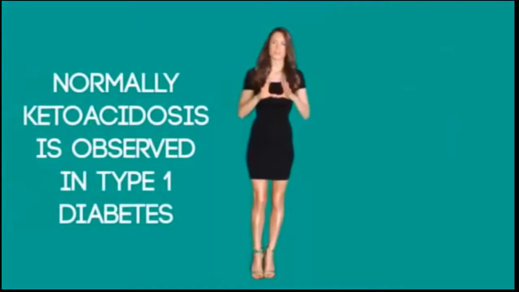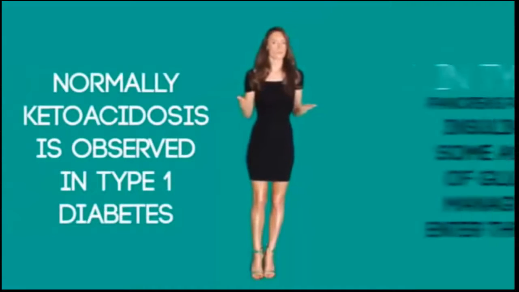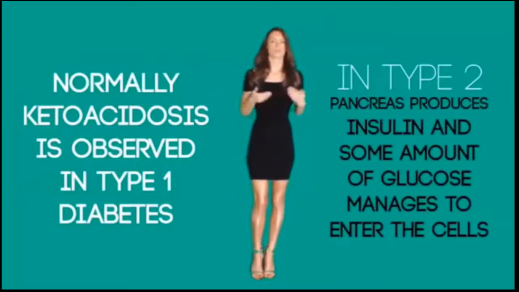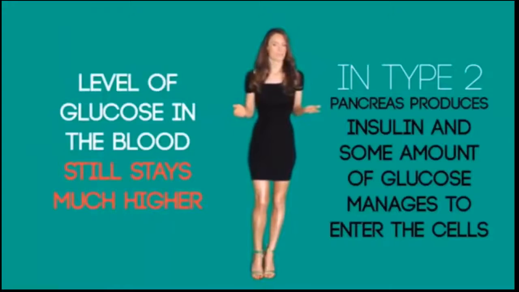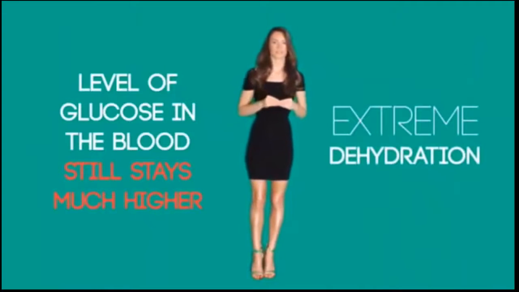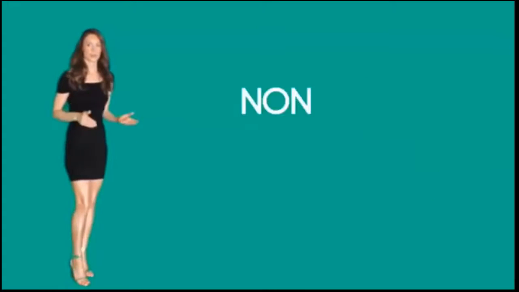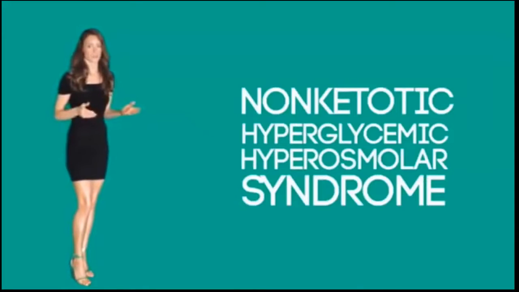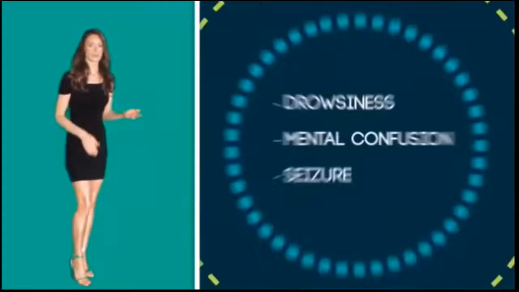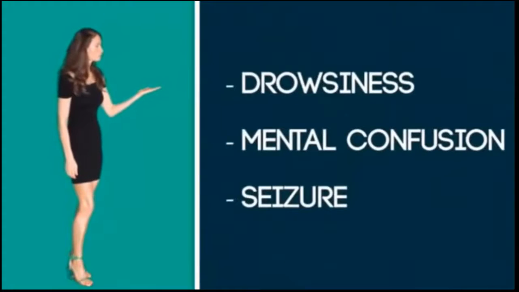Normally, ketosis is observed in type 1 diabetes only because in type 2 diabetes, the pancreas produces insulin and some amount of glucose manages to enter the cells. However, the level of glucose in the blood still stays much higher than it should be, which can result in extreme dehydration. This condition is known as non-ketotic hyperglycemic-hyperosmolar syndrome. It produces symptoms such as drowsiness, mental confusion, and possibly seizures.